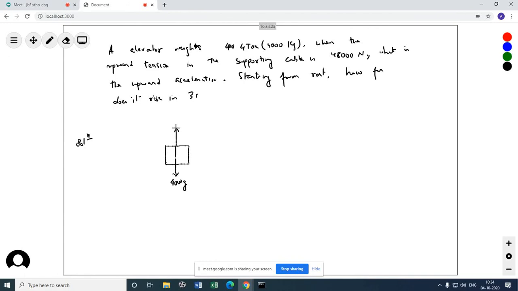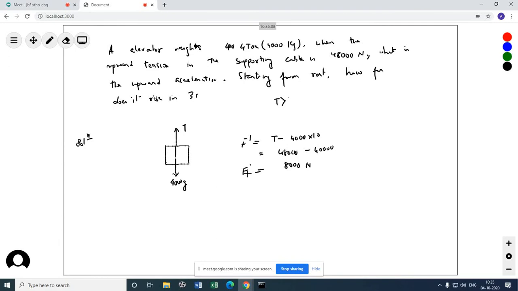Upward tension is given to you also. There is a tension here. These two will be responsible for my upward force. So F dash should be equal to T minus mg, as it is going up, definitely T is greater than mg. So T minus 4,000 into 10. Please, at exam you do with 9.8. So tension is how much? 48,000 and this is 40,000. So that gives me 8,000 Newton.